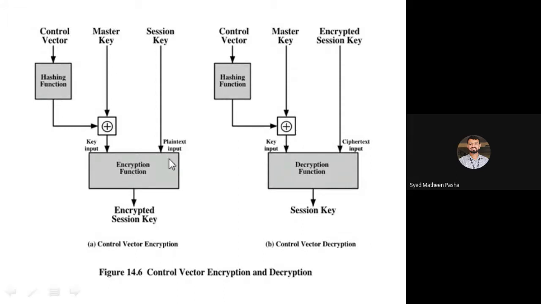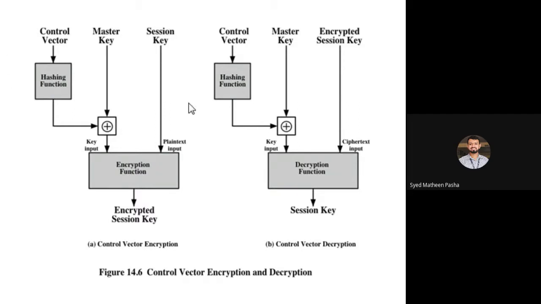These are two different models we'll be using in key controls. One is control vector encryption as well as control vector decryption. We'll be using a vector concept here with respect to the encryption and decryption part. First, we'll see what is control vector encryption. In control vector encryption, two important points you need to remember: one is your control vector, as well as your hashing function. The control vector is one of the inputs passed to your encryption function. We'll see how this works.